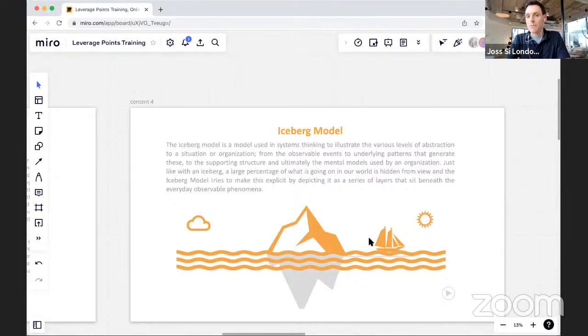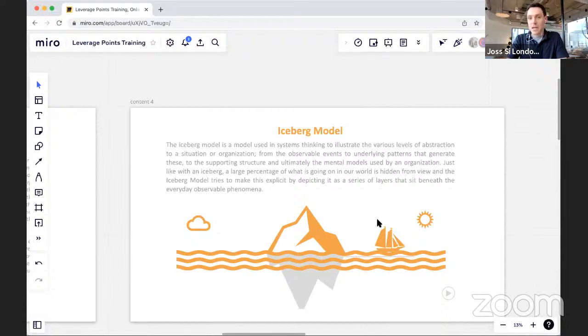So the iceberg model is a model used in systems thinking to illustrate the various levels of abstraction to a situation or organization. From the observable events to underlying patterns that generate those events, to the supporting structure and ultimately the mental models used by an organization.